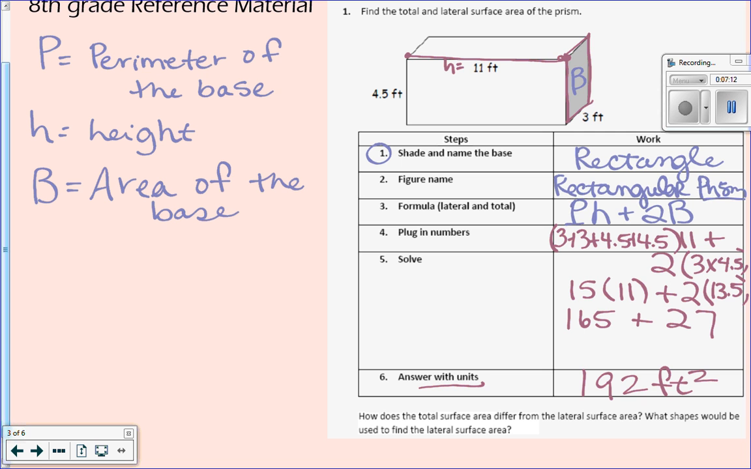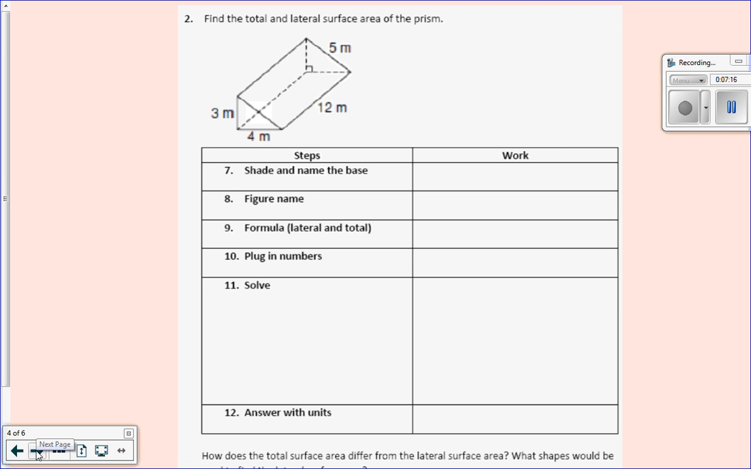All right. Let's look at a triangular prism. It already says the figure name, right? Shade and name the base. What's the name of our base? Good. It's a triangle. So go ahead and shade it in, or you can label it with a capital B.